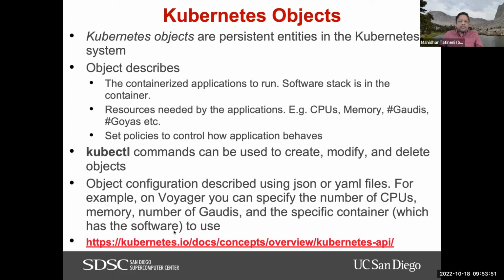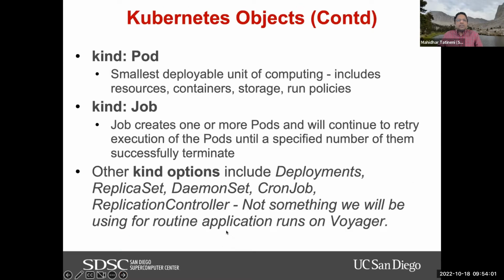There's more detailed Kubernetes documentation if you want to go deeper, but that's a quick overview of how things are. Now, in terms of objects, the smallest deployable unit is a pod. That will include resources, containers, storage, and run policies. You can have a job that creates one or more pods. For example, if you have an MPI job, it will create a launcher pod and then worker pods where the actual MPI tasks run. So a job can create more than one.